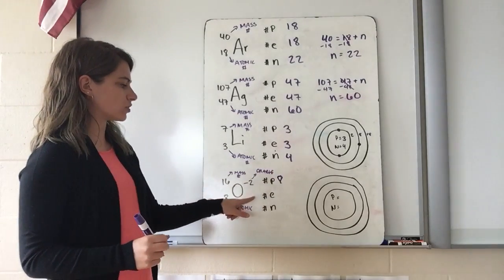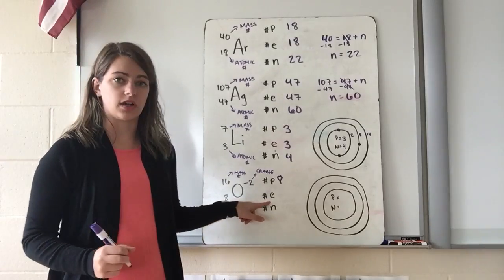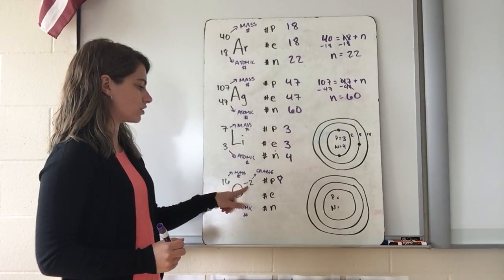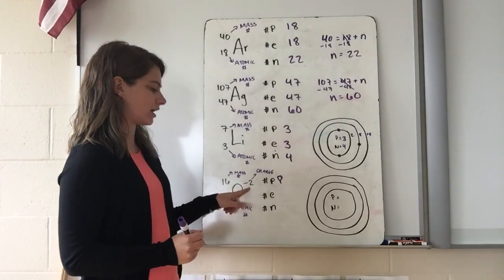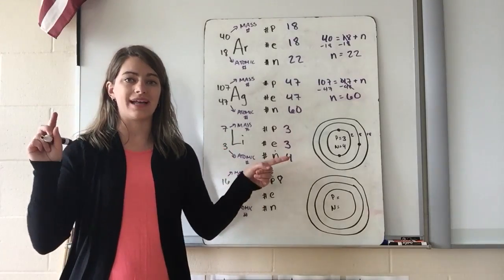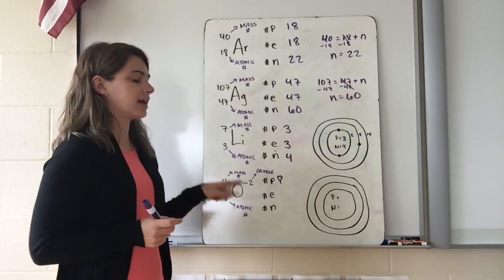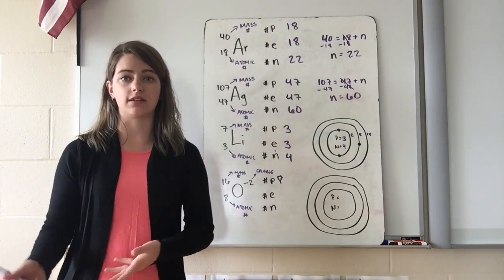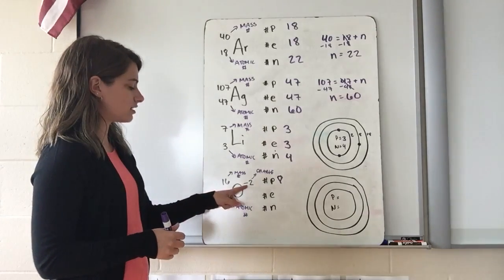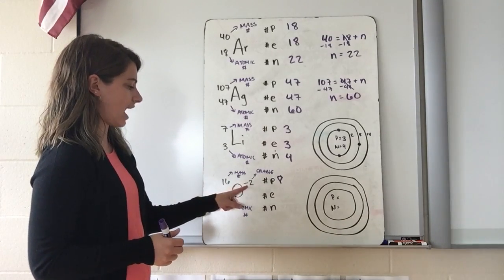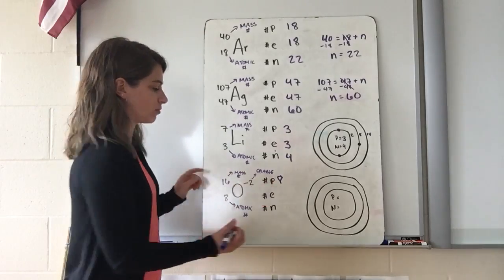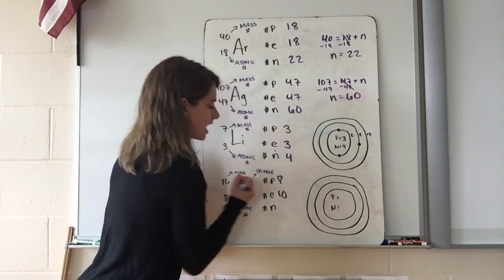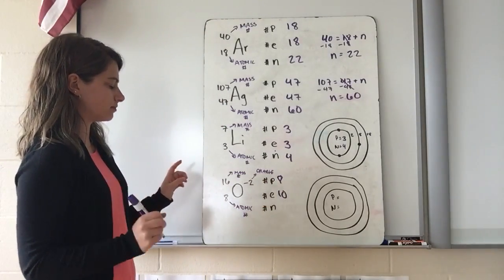Now if this was neutral, we'd have 8 protons and 8 electrons. But since we have a -2 charge, we need to add 2 more electrons. And you have to think of this as backwards. If it's a negative charge, you're going to add electrons. If it's a positive charge, you're going to subtract electrons. So since this has a charge of -2, we're going to add 2 more electrons to our number of protons. So it gives us 10 total electrons.